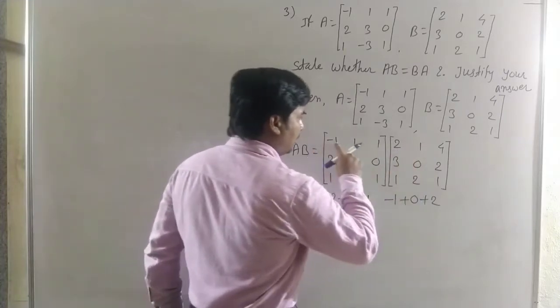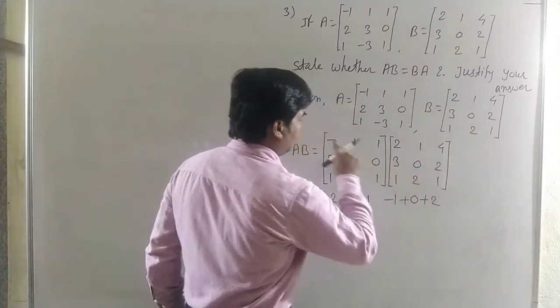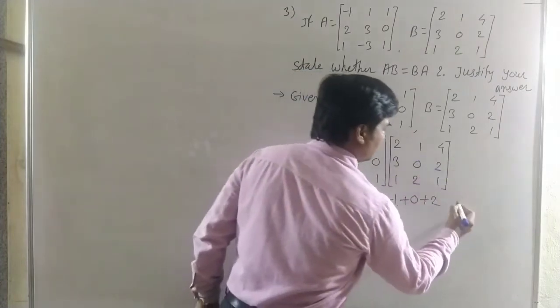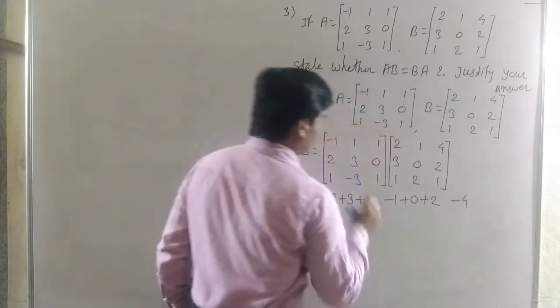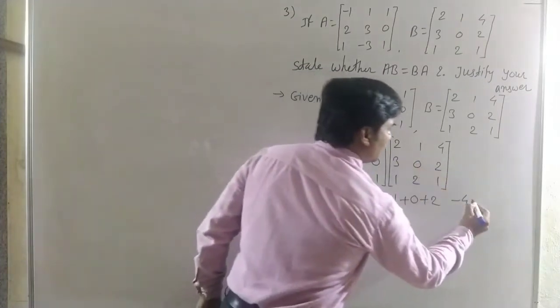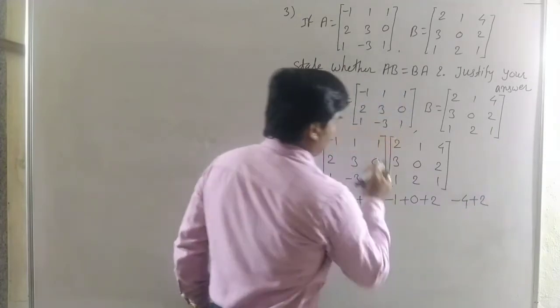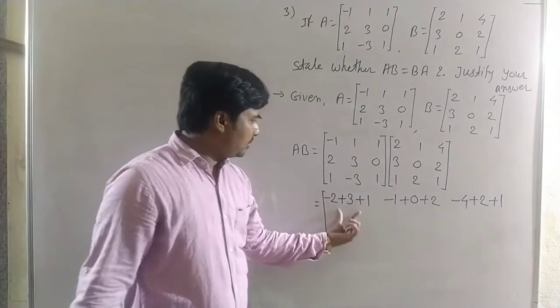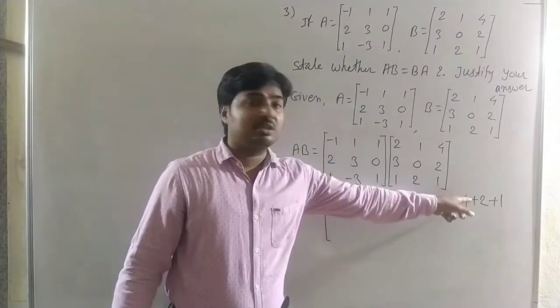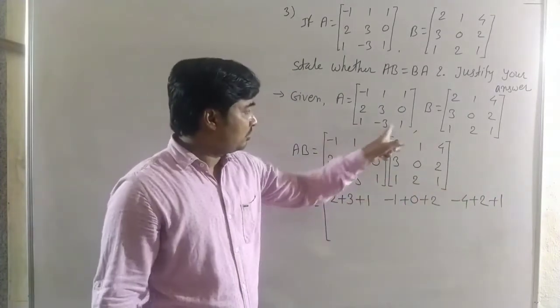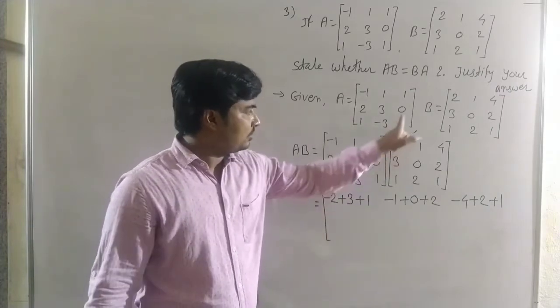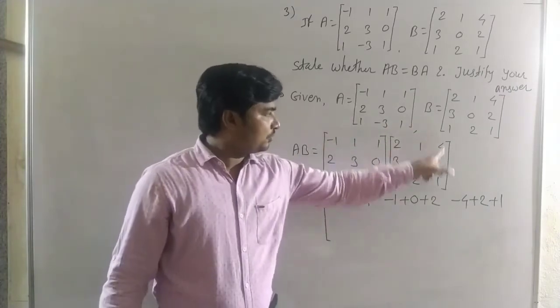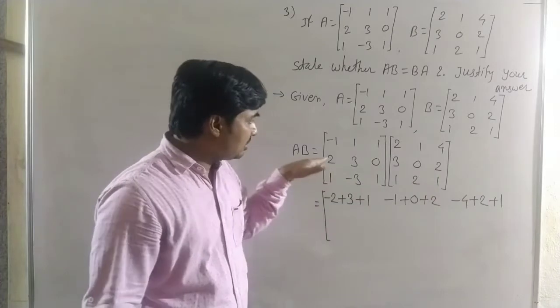Now first row third column: minus 1 into 4, it is a minus 4, 1 into 2, it is a plus 2, and 1 into 1, it is a plus 1. Now here it is first row first column, first row second column, and first row third column. First row first column, we get this. First row second column, we get this. First row third column, we get this. Now we take the second row.